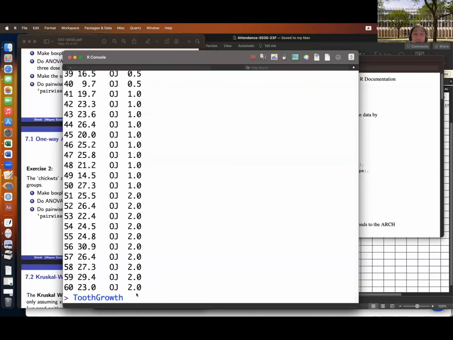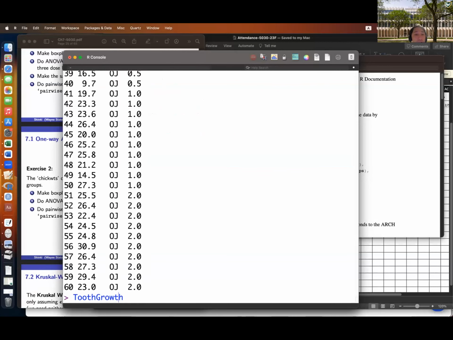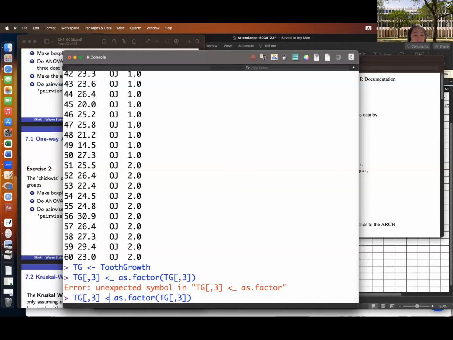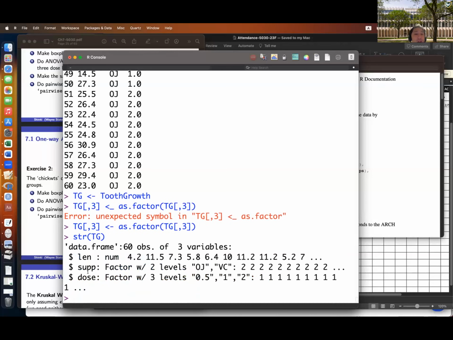Sorry, the ToothGrowth data. If we want to change the third column to a factor, we can use the as.factor function. So maybe we can name it TG, and make the third column a factor of the dose column. Then if we check the structure of TG, you can see that the column is a factor with 3 levels: 0.5, 1, and 2.